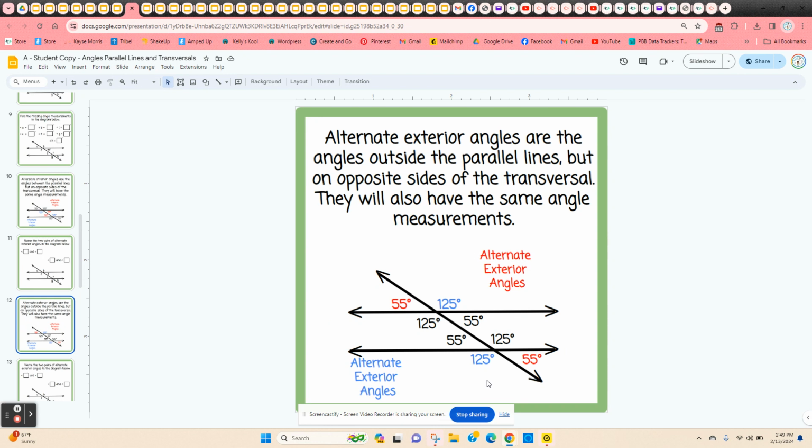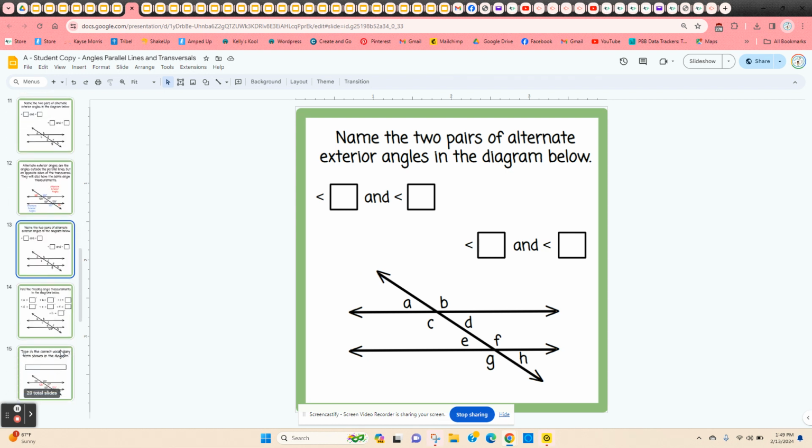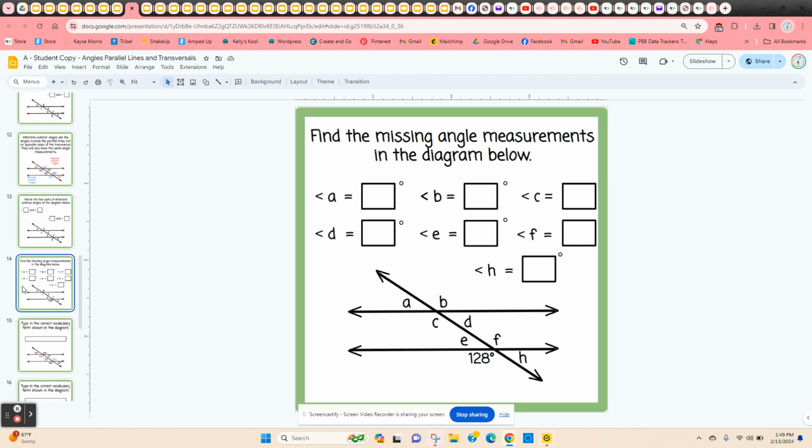Alternate exterior angles are exterior, which means they're outside the parallel lines, and they're on opposite sides. So these 2 angles in red are alternate exterior and these 2 in blue, and they have the same measurement. Then students are going to do the same thing here. They're going to name 2 pairs of alternate exterior angles. And they're given another diagram where they're given one of the angles and they have to find all of the rest.